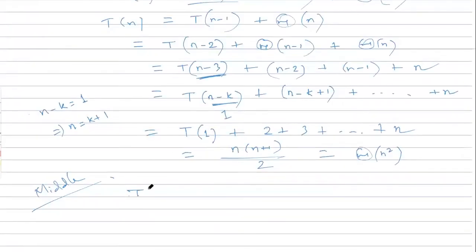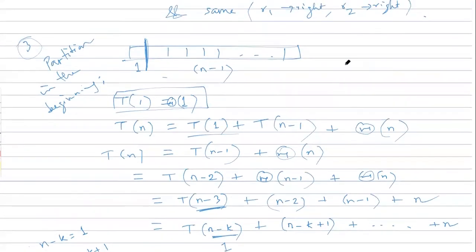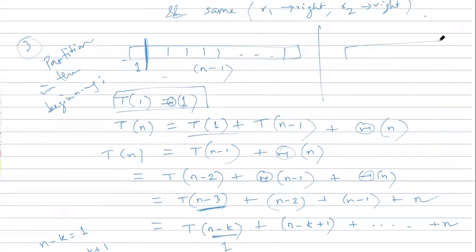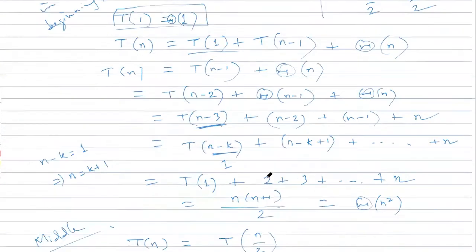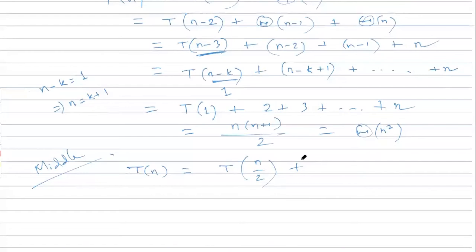So then I would get T of n is equal to T of n by 2, right? Because I'm partitioning in the middle. So this is the beginning part, and if it is in the middle, the split will be looking like this. So here n by 2, and here we have n by 2. So T of n by 2 plus T of n by 2, which is 2 times T of n by 2, plus order of n for merging. And we also have T of 1 is equal to 1, or big theta of 1.